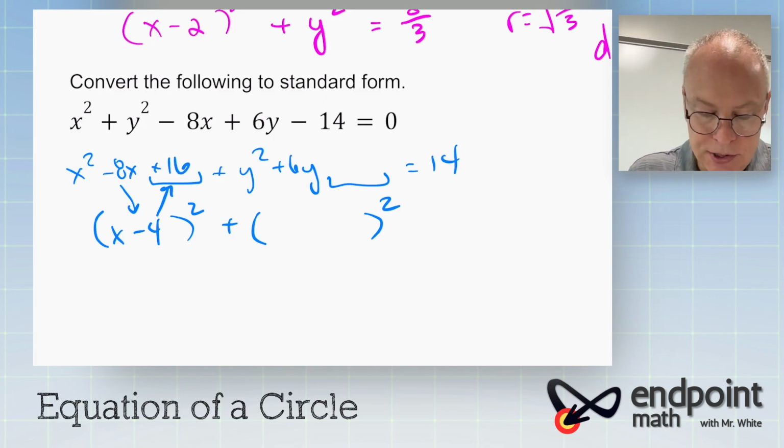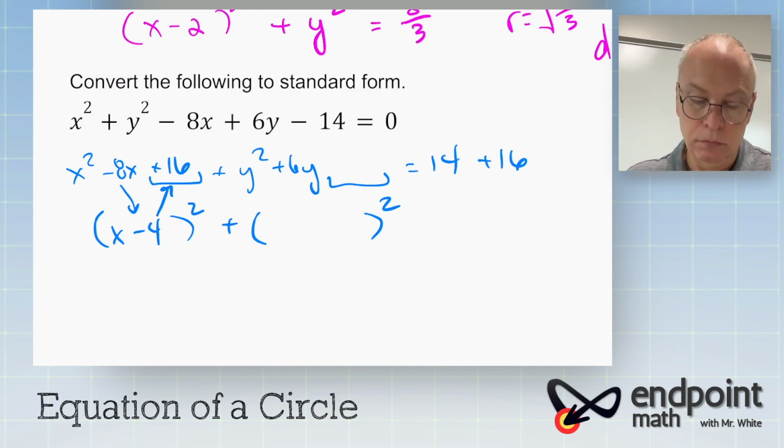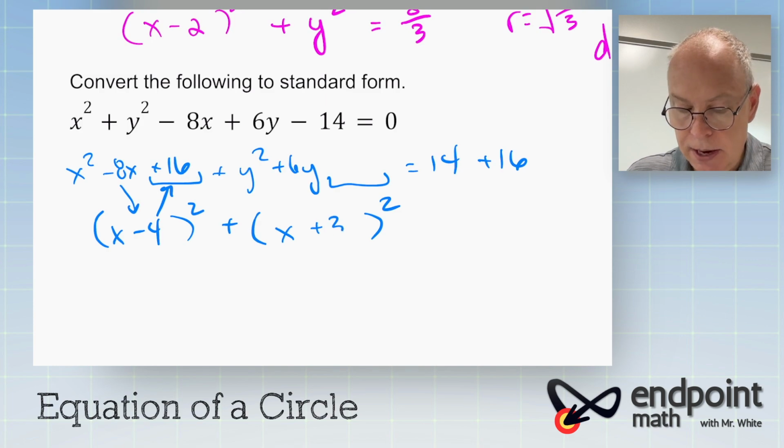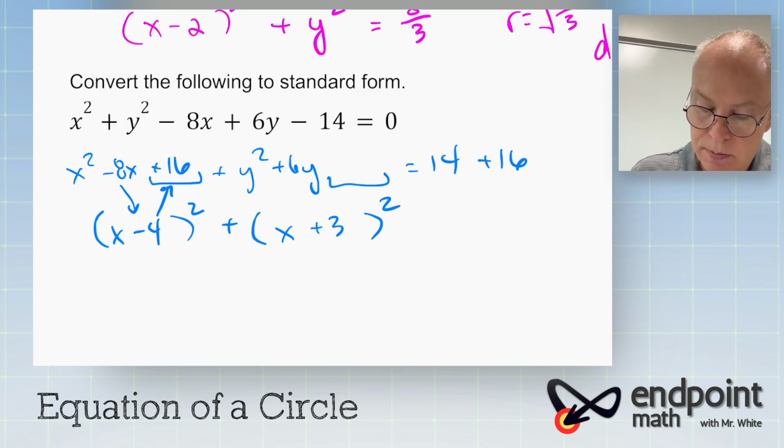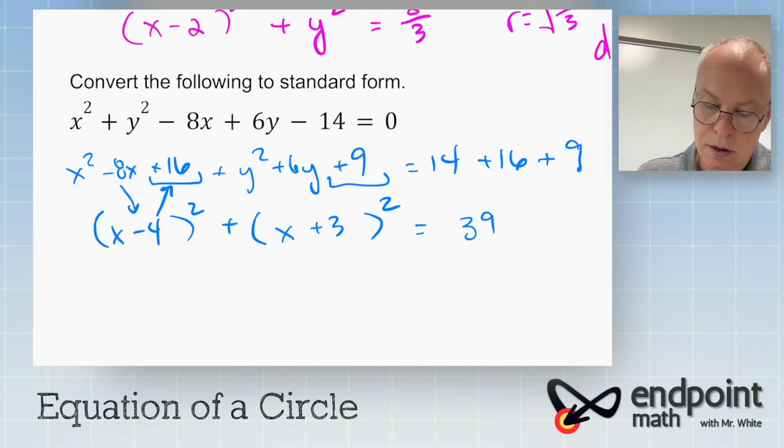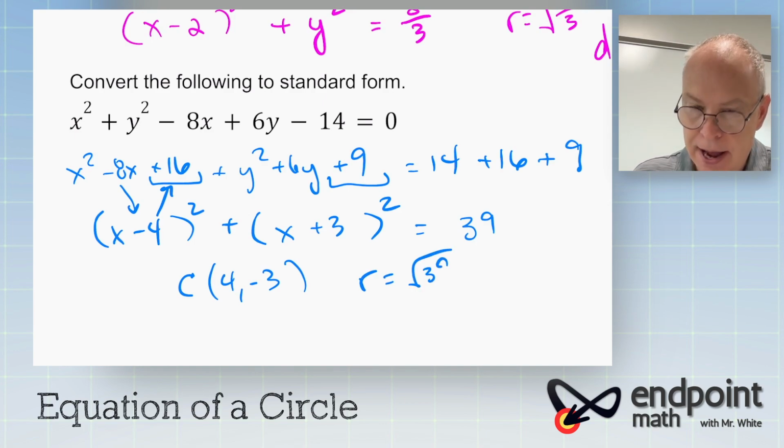All right, this would be a 16 here, which means I got to put a 16 over there. All right, and this would be x plus 3. So I have plus 9 here, plus 9 here. So I ended up getting 39 on the right side. So the center is at (4, negative 3). And the radius would be radical 39.